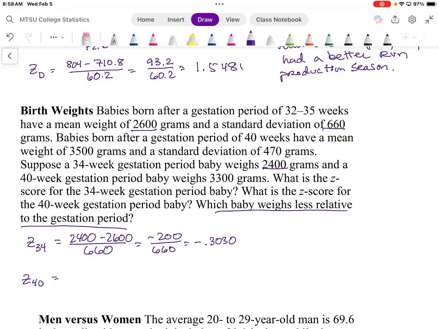The Z-score for a 40-week-old baby. They said in that example, a 40-week baby weighed 3,300 grams. So 3,300 minus the mean for that gestation period was 3,500, divided by a standard deviation of 470. So that would still be a negative 200 on top divided by 470. So 200 divided by 470 gives me a negative 0.4255.